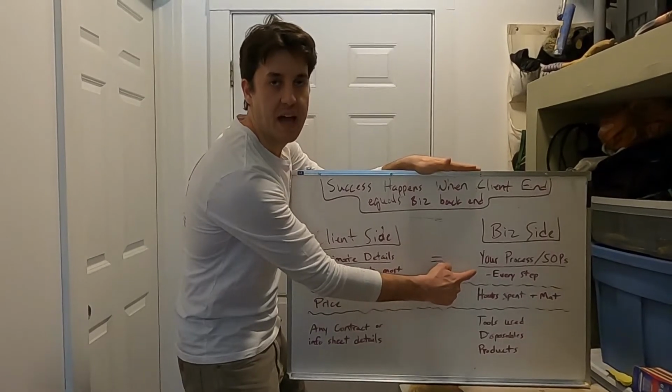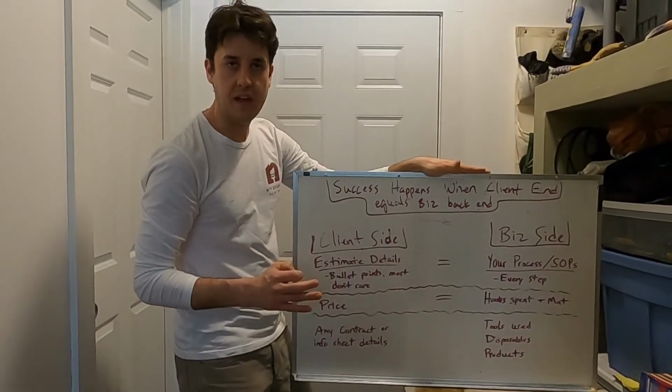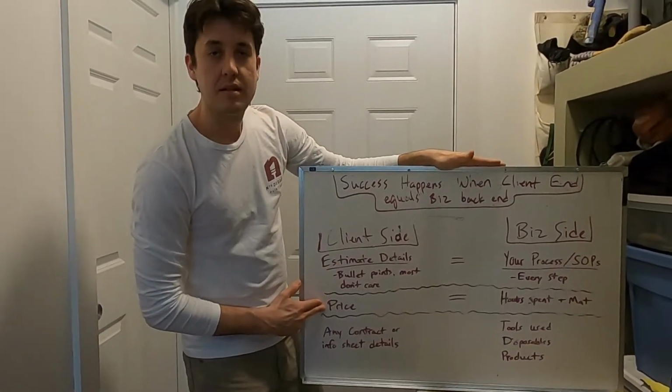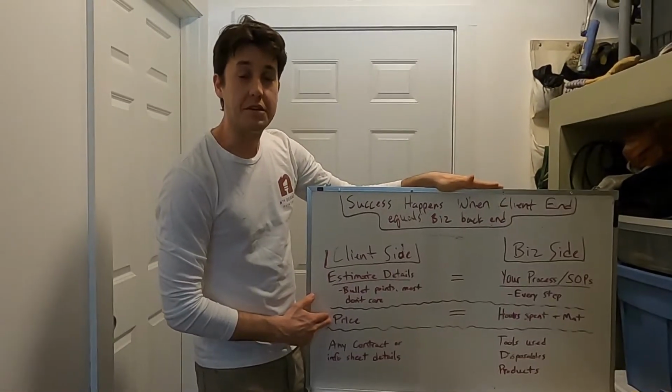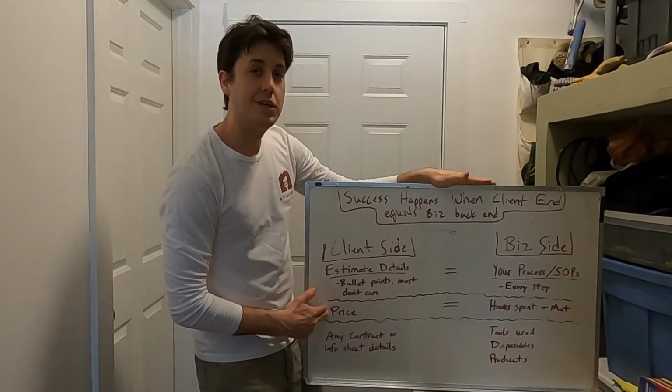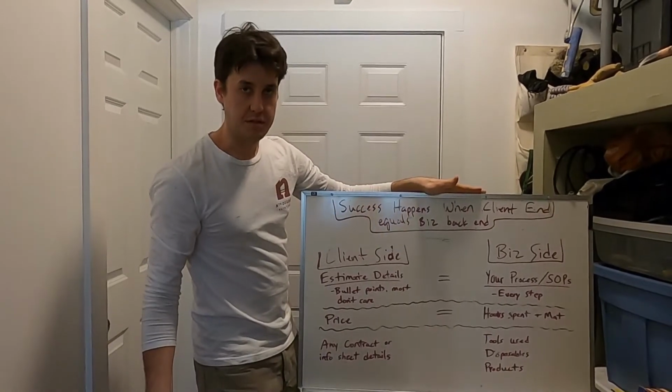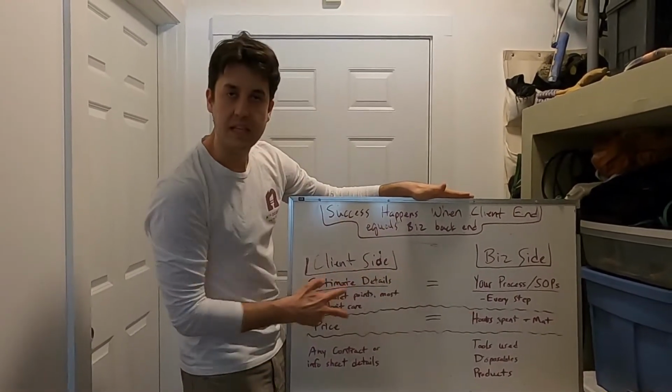That gets in the weeds. That's every step. That is everything that you do on this door to paint it. Next slide, price. The client doesn't care how you arrived at a price of painting one door, but you need to know how you arrived at that. And that's basic, hours spent plus materials. All these things need to equal each other.